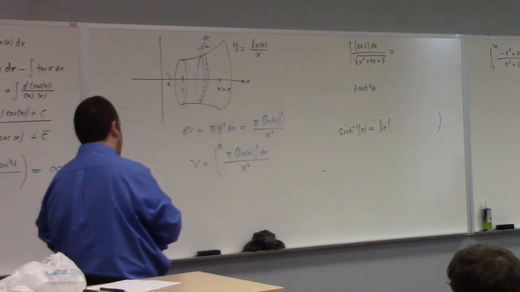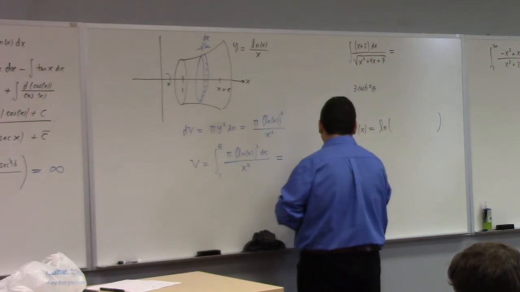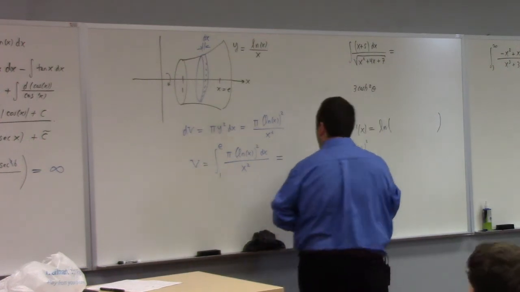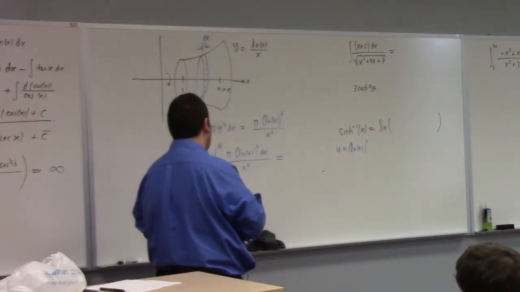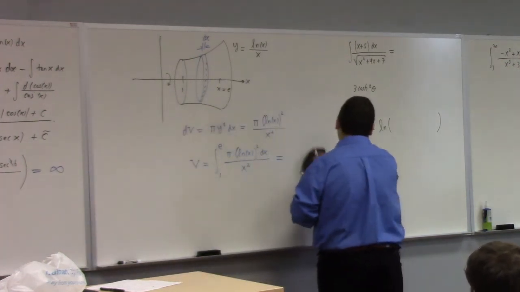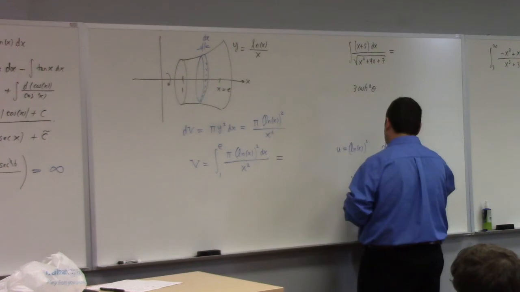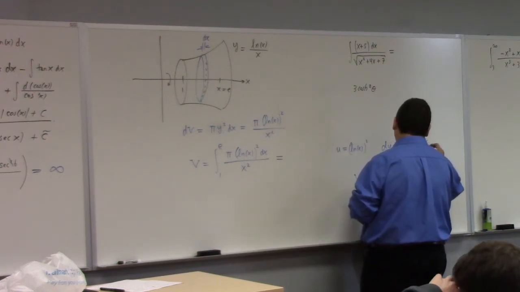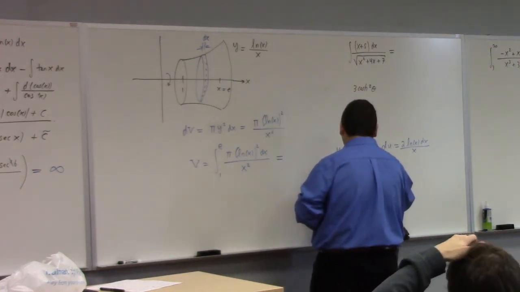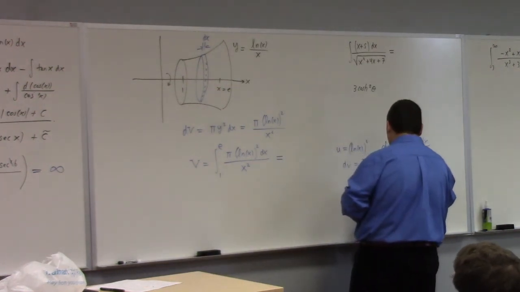Parts? That seems right. What's my u? U is what? Log squared? Try it. If I do that, then du is 2 natural log of x dx over x. And dv is pi dx over x squared, which means that v is minus pi over x.